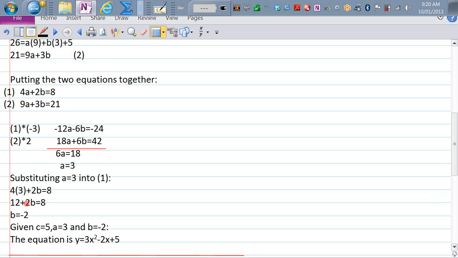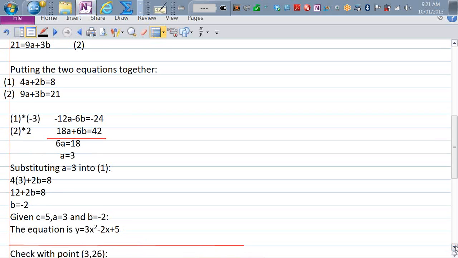So this is 12 plus 2b equals 8. 2b equals minus 4, b equals minus 2. So we now have c equals 5, a equals 3, and we had previously b equals minus 2. We put that into the equation. The equation now is y equals 3x squared minus 2x plus 5.